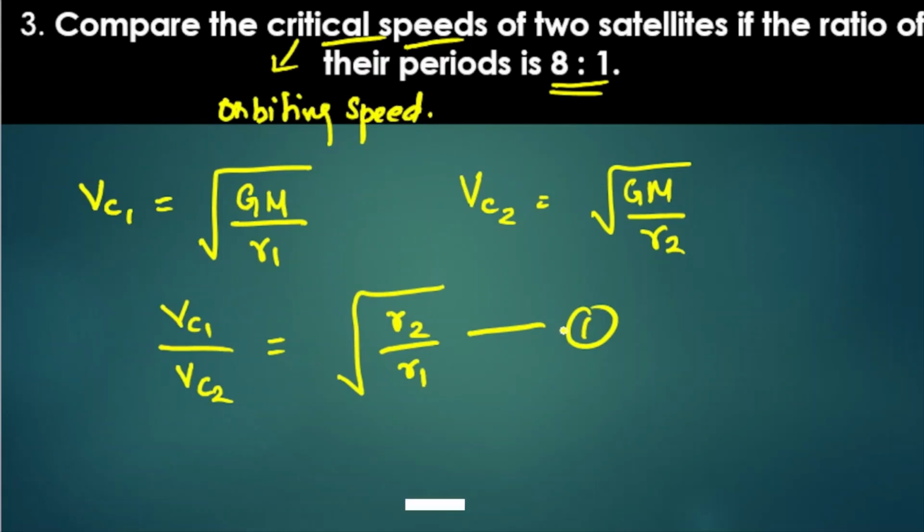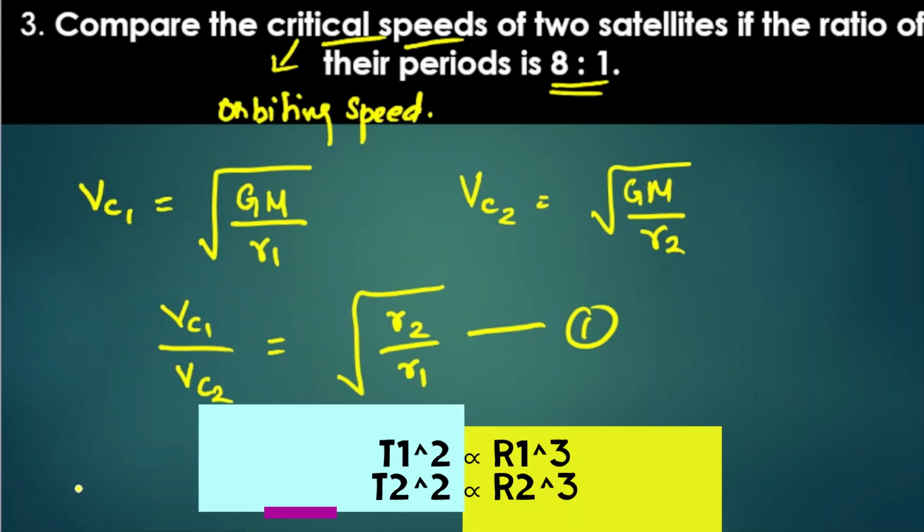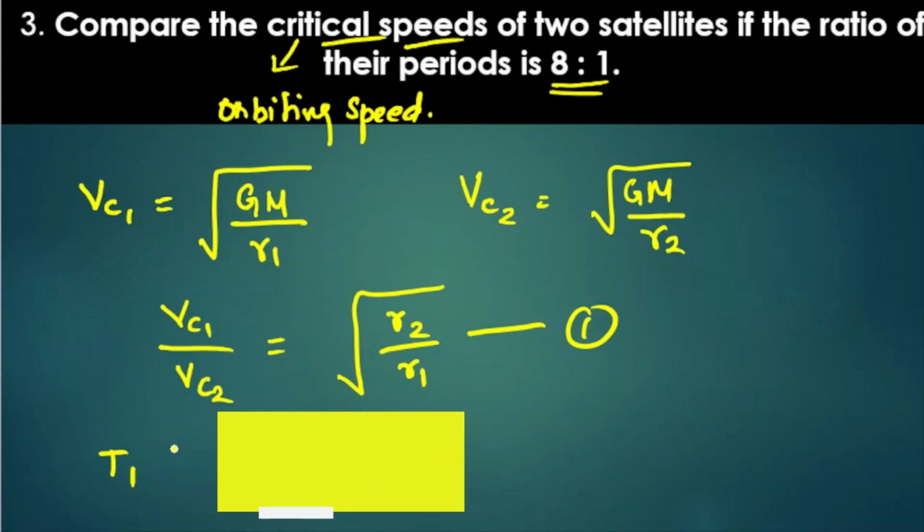Okay. Now we are going to take the time period. What is the formula? We only just studied it, right? Your time period T1 squared is directly proportional to R1 cubed, and also T2 squared is directly proportional to R2 cubed. I told you it is very important, and now we are using it in this question. Then T1 by T2 the whole squared will be equal to R1 by R2 the whole cubed. Can we write it that way? Yes, of course.